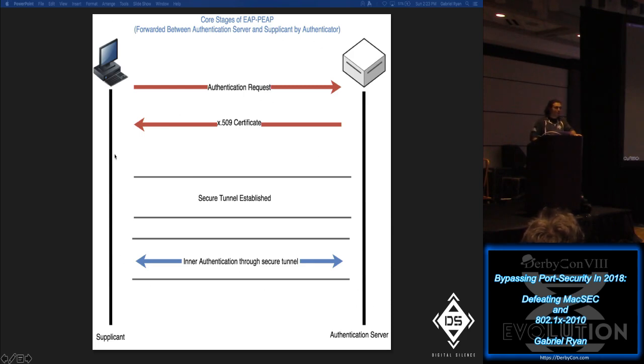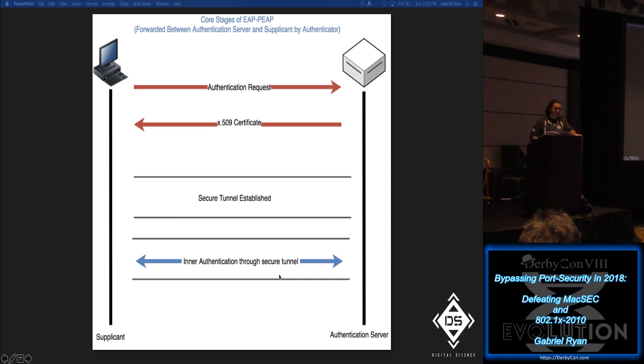So at that point, the supplicant has a decision to make. It can either accept the certificate as valid, in which case it's saying that it trusts the identity of the authentication server, it is who it says it is, or it can reject it. And if it rejects it, we discontinue this entire process. But if it accepts it, we create a secure tunnel between the supplicant and the authentication server.